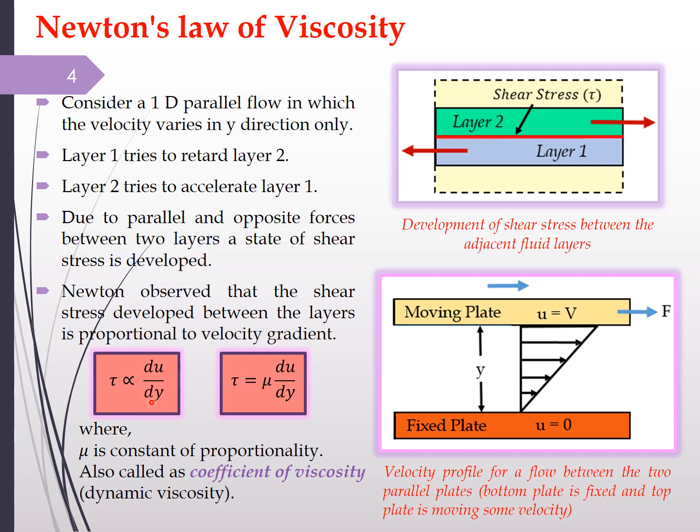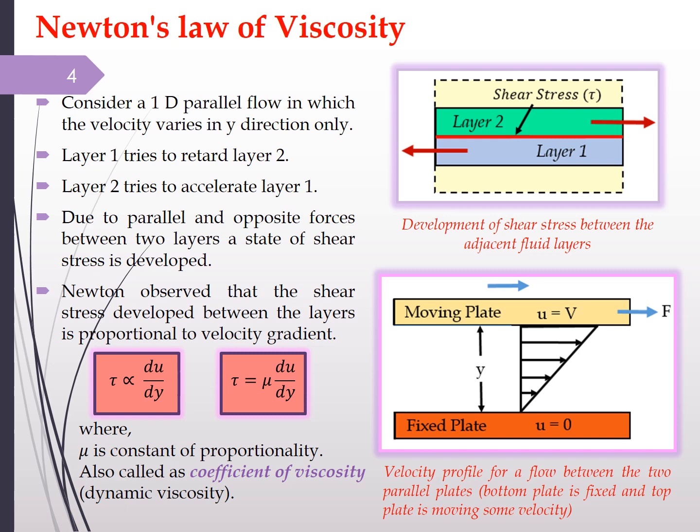Here I am talking about velocity gradient, and what we have considered is a one-dimensional parallel flow in which the velocity varies only in one direction. So based on this, the shear stress is directly proportional to velocity gradient for a one-dimensional parallel flow. And we can write tau is equal to mu du by dy by this formula.